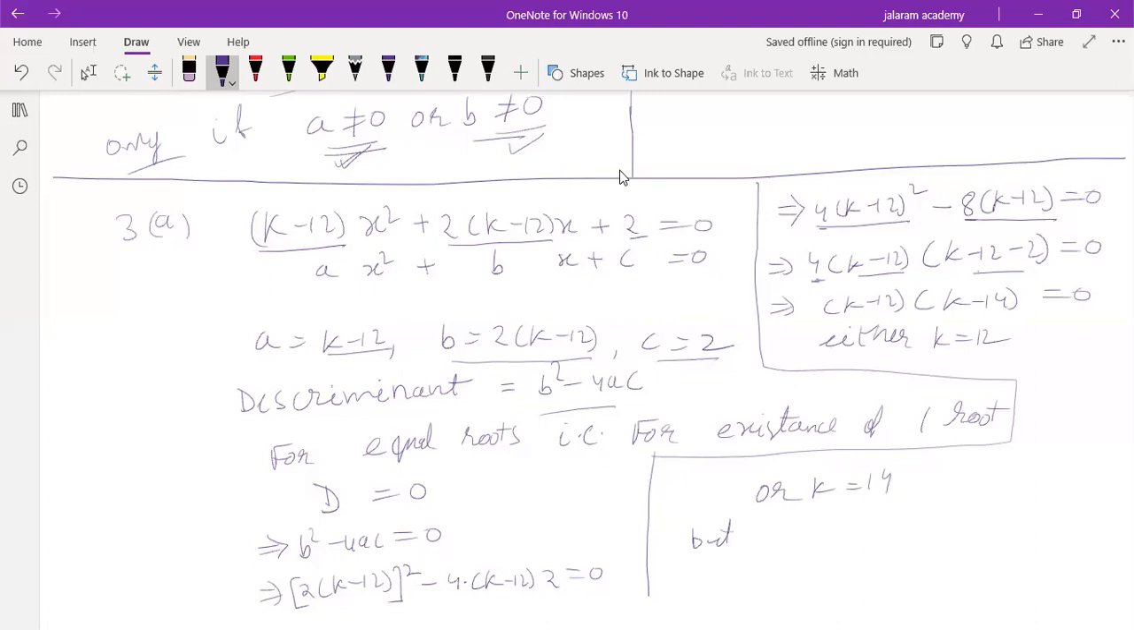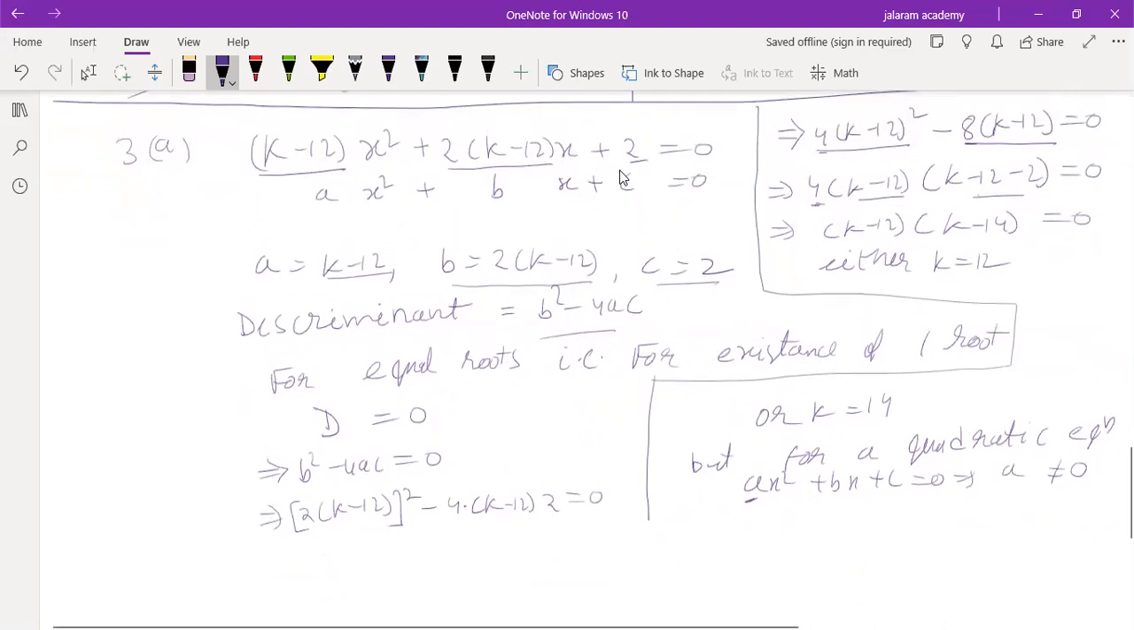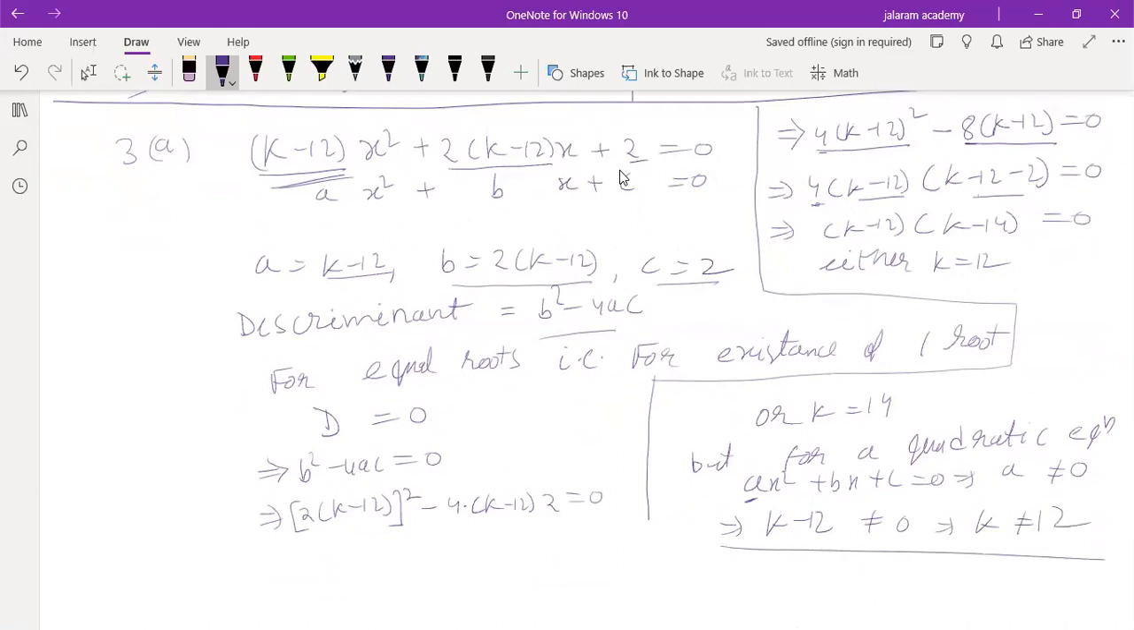But for a quadratic equation, always remember, for a quadratic equation, ax square plus bx plus c equals to 0, a is non-zero, means coefficient of x square cannot be 0 for an equation to be a quadratic equation. Means coefficient of x square this time is k minus 12, means k minus 12 must not be 0, that is k is not equal to 12, which was the answer in our calculation. Means only one answer is correct, which is k equals to 14, and k equals to 12 is inadmissible.